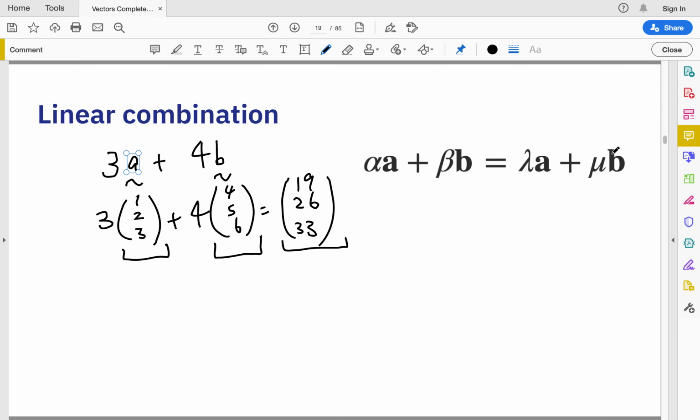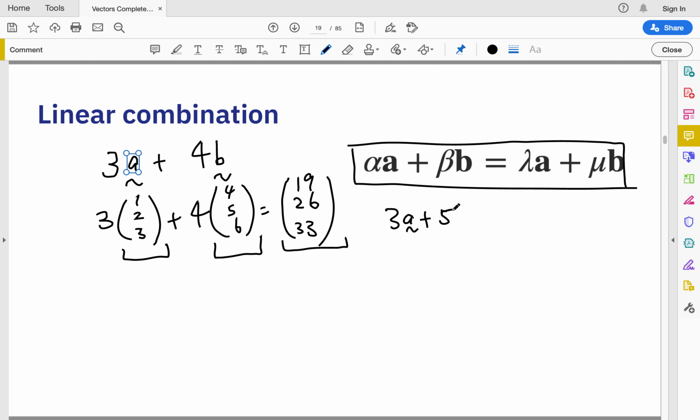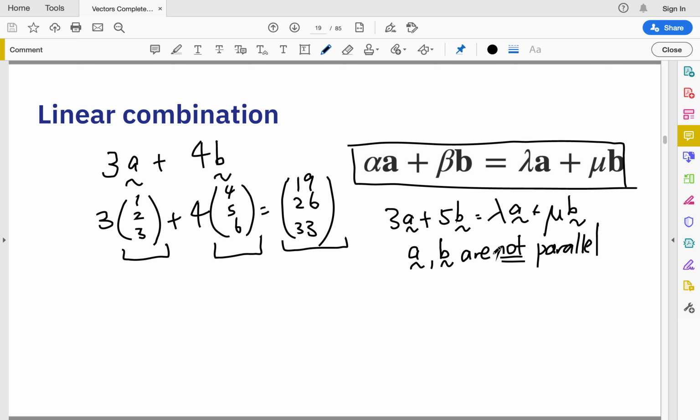So there's actually this theorem that states that, okay, so if you have this thing here, that's true. So for example, if 3a plus 5b is equals to lambda a plus mu b, and you also know that a and b are not parallel, if you have this equation over here, this will tell you that lambda is equals to 3 and mu is equals to 5. But why is this so?